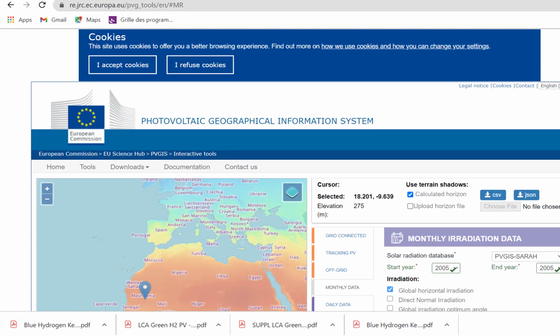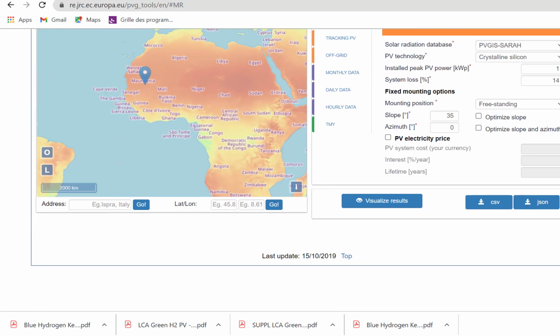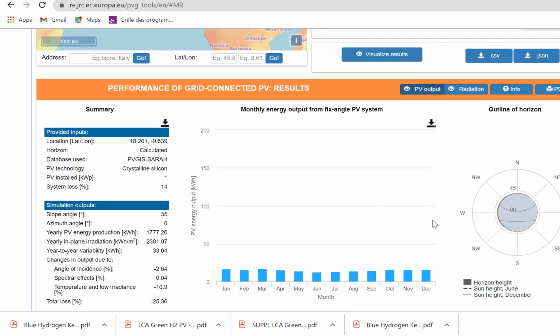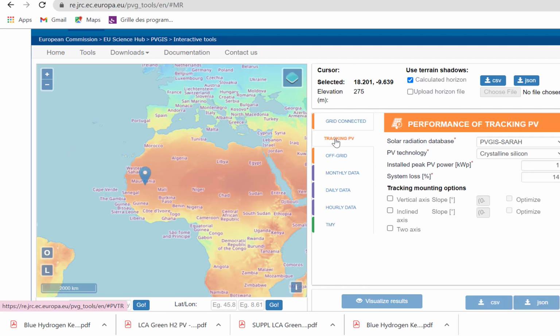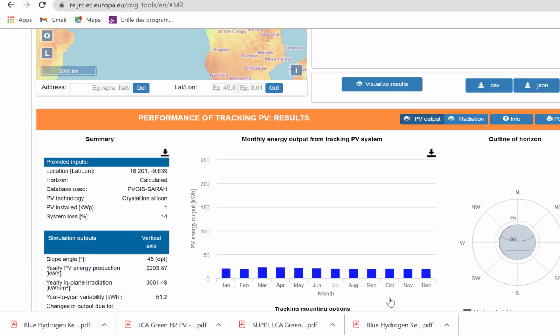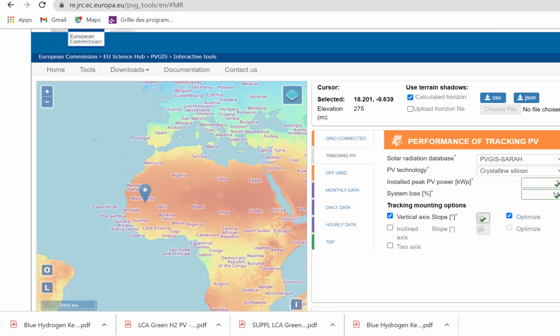Let's see how good this place is. If we go to grid connected, let's see how much. There's not much variation, and we get 2,300. I think that's very good. I have to almost put it into a capacity factor, and then you can say, let's put the tracking PV in and see if we can do this. And then we get a lot more, 23 versus this, and it's all stable and all the rest of it.